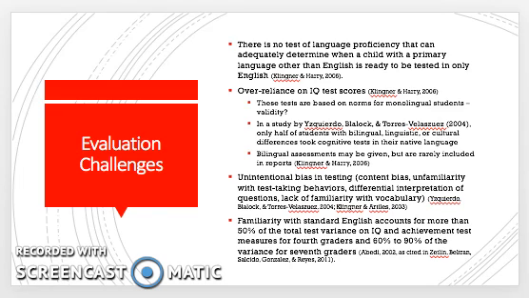Finally, familiarity with standard English accounts for more than 50% of the total test variance on IQ and achievement test measures for 4th graders, and upwards of 60 to 90% of the variance for 7th graders.